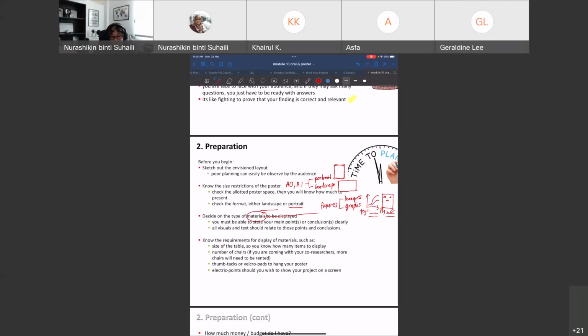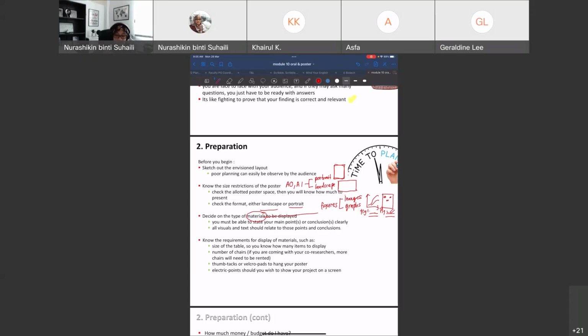You must be able to state your main points or conclusions clearly. Okay, all visuals and text should lead to those points and conclusion. So in short, it must make sense. The things that you display must make sense. Okay. Know the requirements for display of materials such as the size of the table, how many items to display, number of chairs.